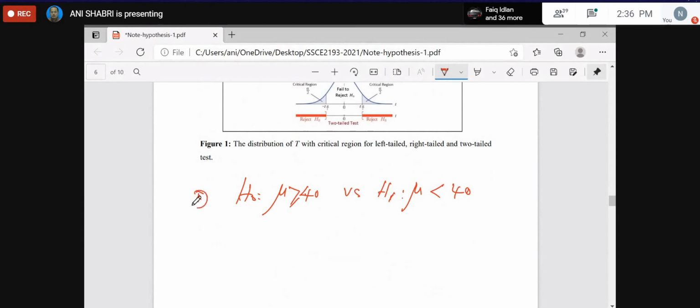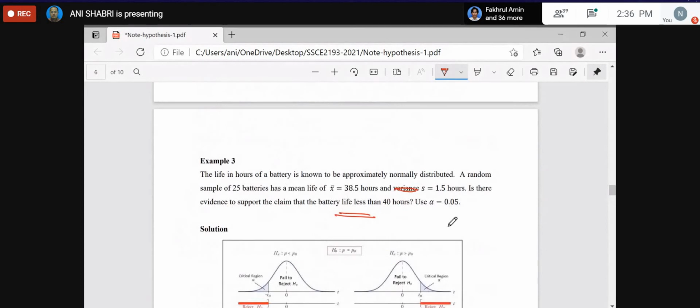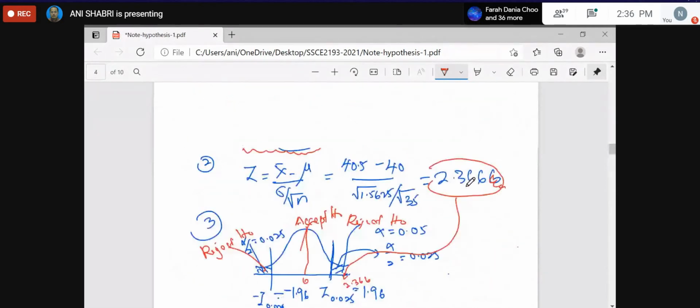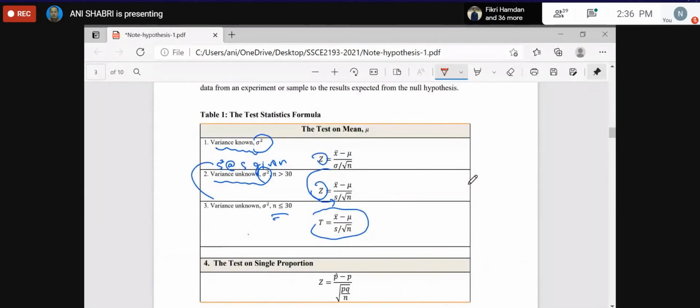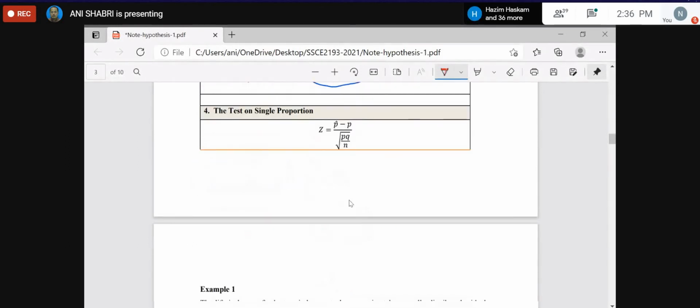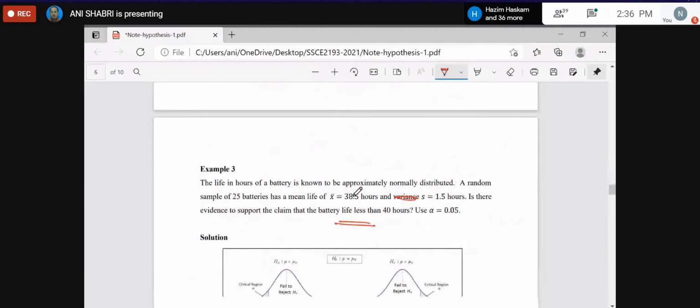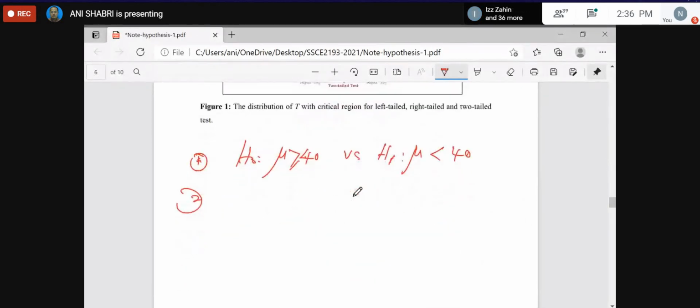Number 2, which formula? n is just 25 and S is given. Which formula? Number 1, number 2, or number 3? Number 3. For number 3 we use T, the T distribution. The formula is the same, we just substitute Z with T.